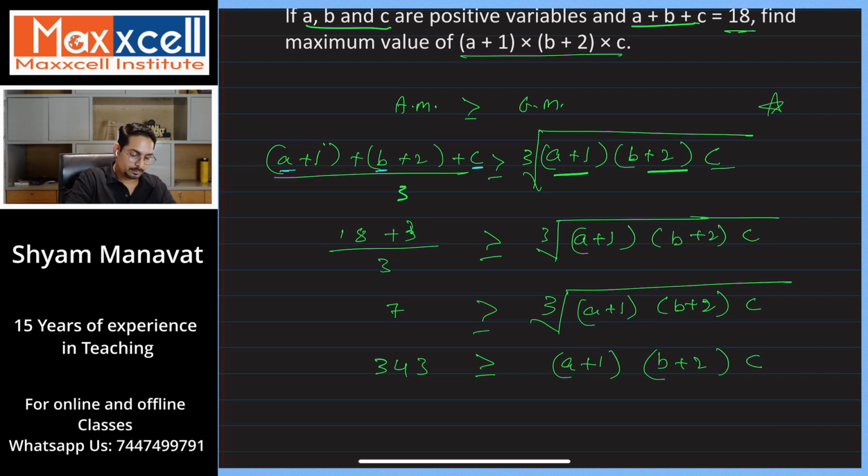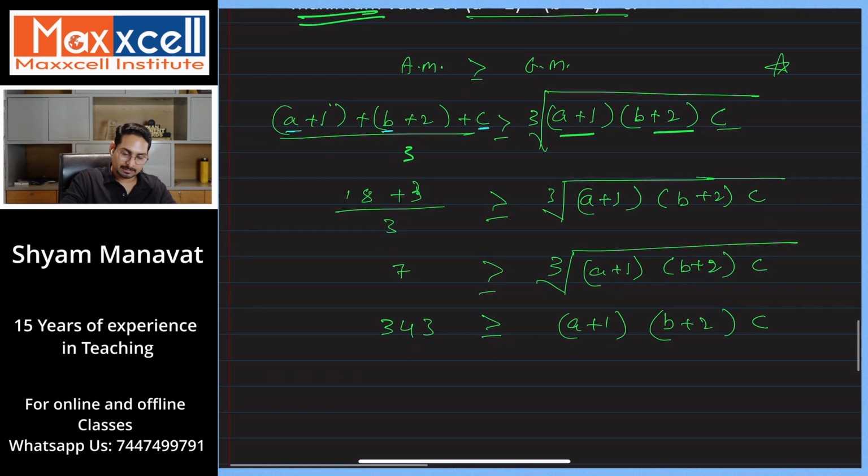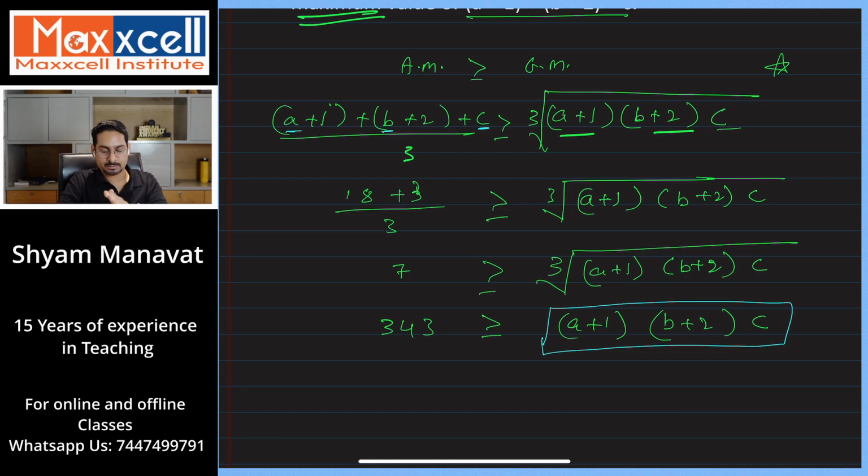Now, what do you need to find out? You want to find out the maximum of this. This combination of the product will be either 343 or less than 343. It cannot be more than 343. So maximum it can reach up to what? 343. So you got the answer.